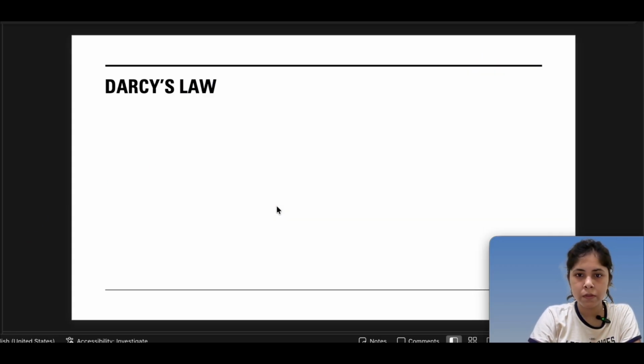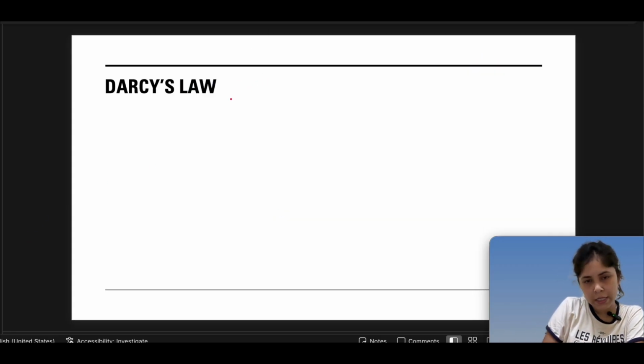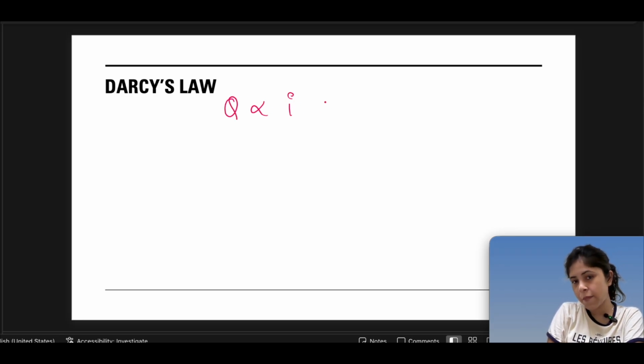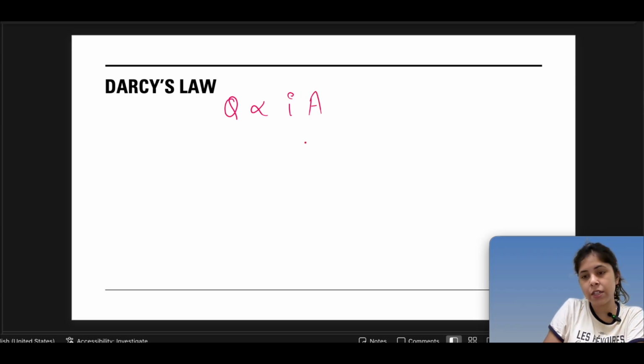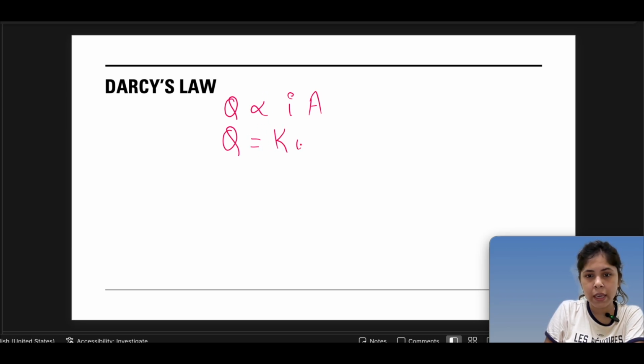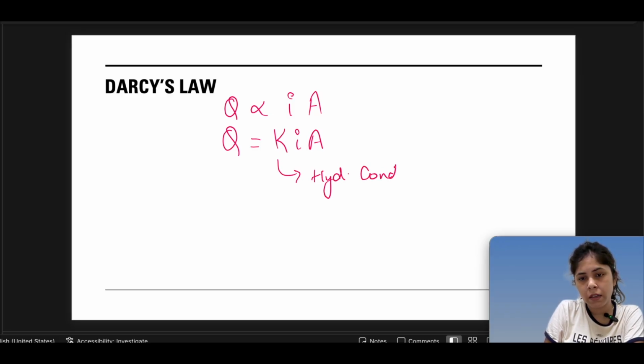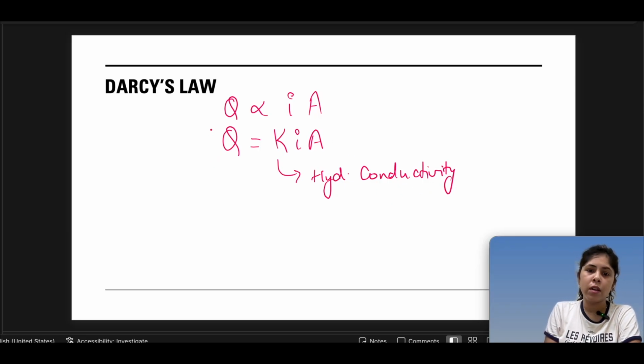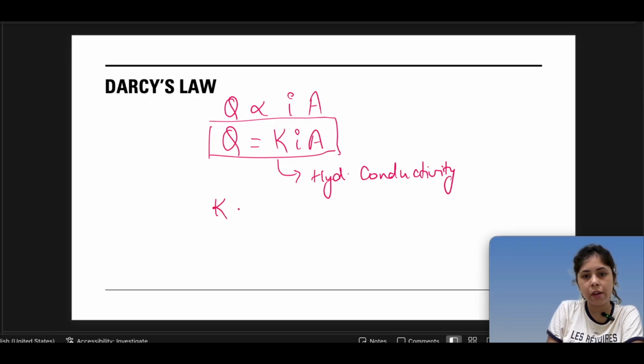Now, Darcy's law says that the flow rate is directly proportional to the hydraulic conductivity and the cross sectional area, right? And we need to remove the directly proportional sign, so we put it equal to KiA. K is the constant, and this constant is known as hydraulic conductivity. All right, so this is how Darcy's law is calculated, and from this we can calculate hydraulic conductivity.